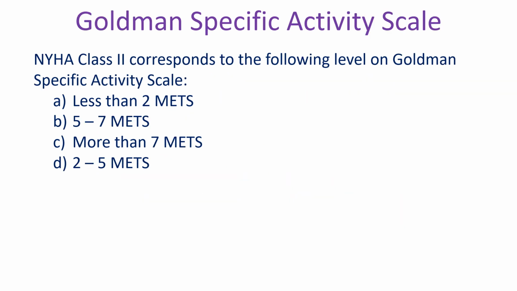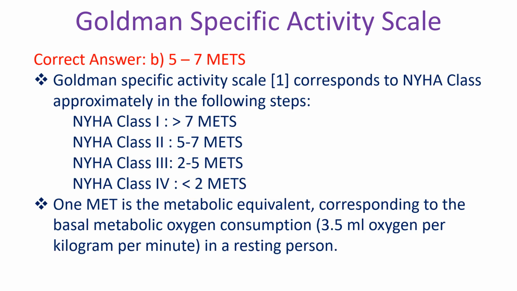NYHA class 2 corresponds to the following level of Goldman specific activity scale: A. Less than 2 METs, B. 5 to 7 METs, C. More than 7 METs, D. 2 to 5 METs. Correct answer B. 5 to 7 METs.